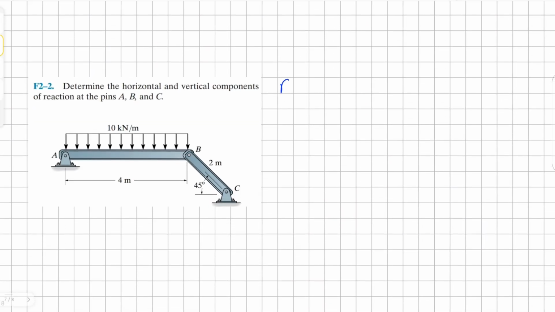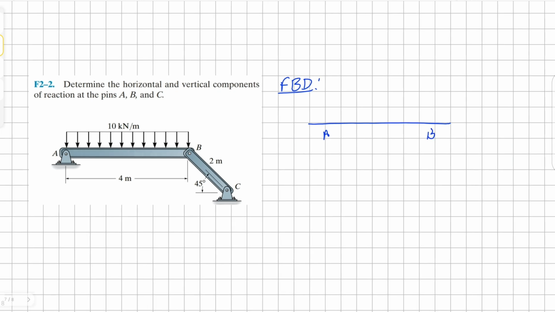For this problem, we're going to use the same idea as before. We're going to work on one member, in this case AB. We know there is a pin connection at A, therefore there are going to be two vectors, one in X and one in Y direction. And we have a uniform load of 10 kilonewtons per meter. And we're also going to have another force vector, which we'll name force BC, which is unknown for now.